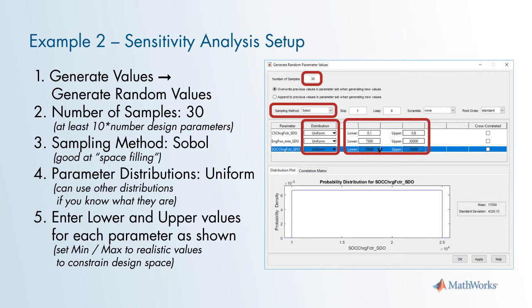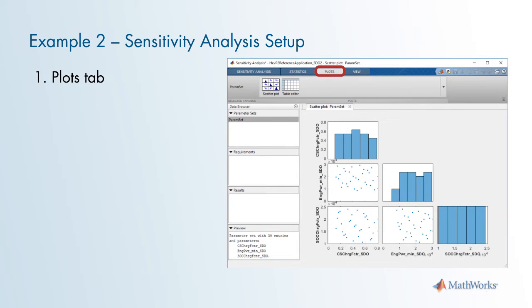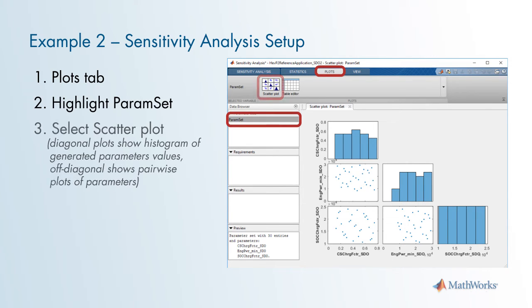And enter the lower and upper values for each parameter as shown. This helps constrain the design space. You may have to experiment with these values if they are control values and you don't know what the appropriate ranges are. And then select OK. Now select the Plots tab, highlight the parameter set, and select the scatter plot. The diagonal plots show a histogram of the generated parameter values, and the off diagonal shows the pairwise plots of parameters. The idea here is now we have a design space of possible control parameter combinations.